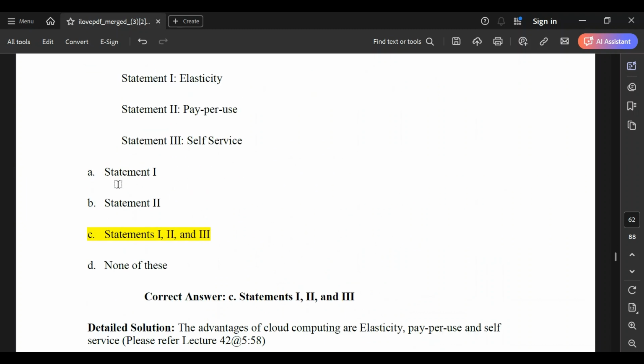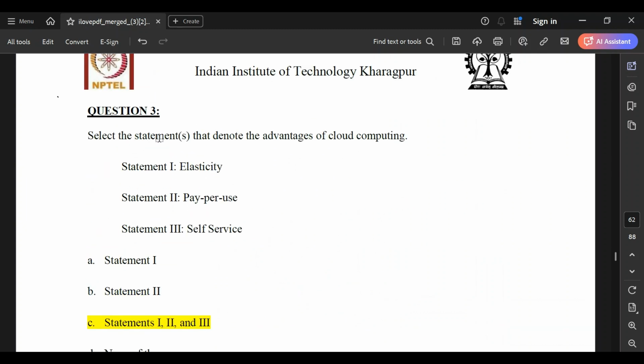Now we have three statements. Select the statement that denotes the advantage of cloud computing. Elasticity is there, pay per use is there, self service is there. So all of these options are true.